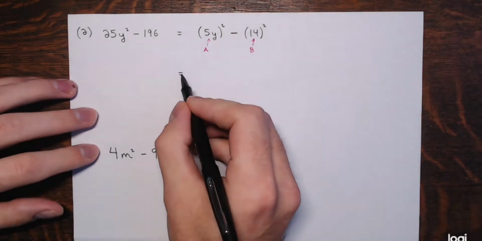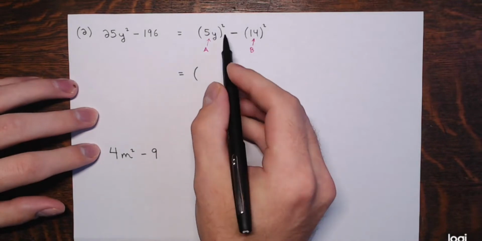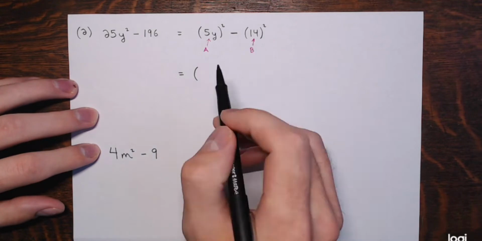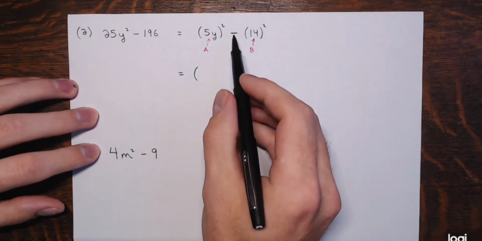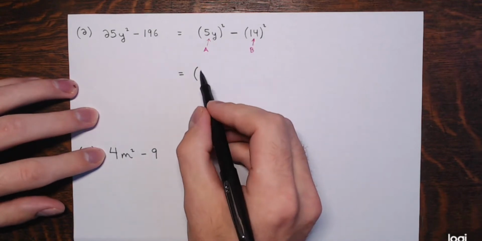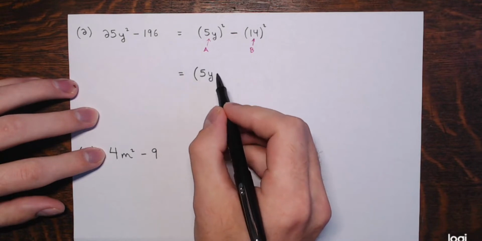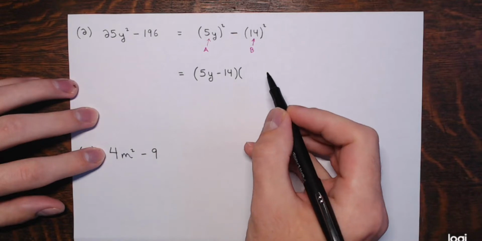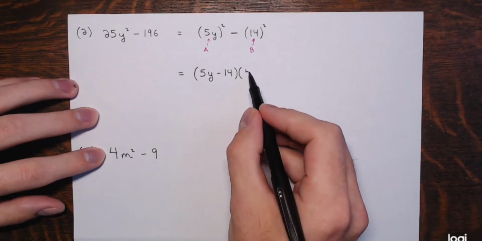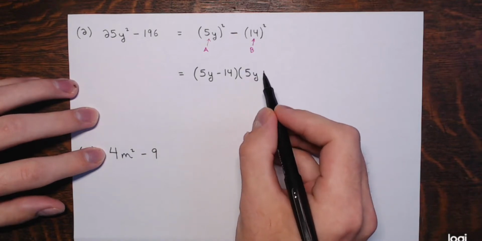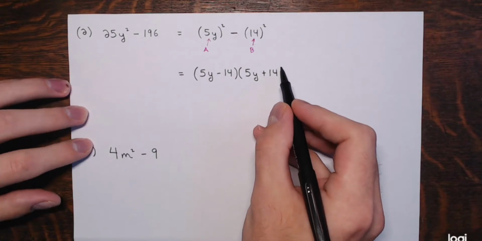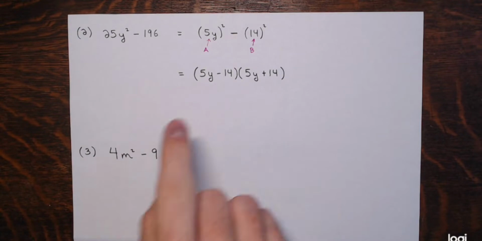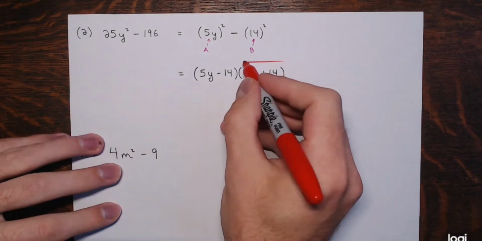So this will factor, remember, to a minus b times a plus b. It doesn't matter what order you do it, but I like doing the minus first for some reason because it's already there, right? So the first factor, 5y minus 14, times, and then the second factor, a plus b, 5y plus 14. And there you have it. There's our original expression factored, written as a product.